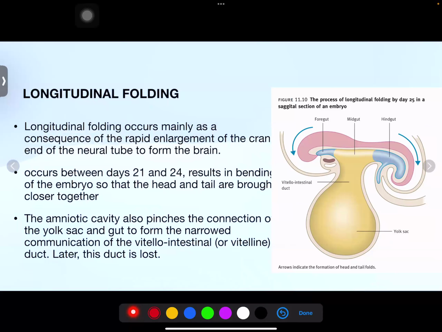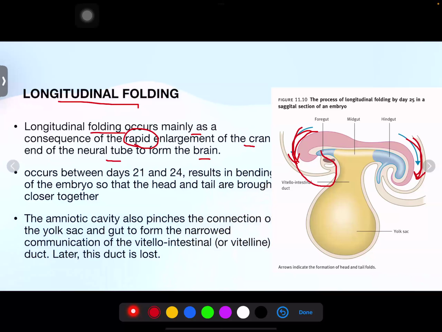We don't need to go into details of this folding. So this is the longitudinal folding. In the longitudinal folding, this is the head end and this is the tail end. Both of these fold on themselves. Longitudinal folding occurs mainly as a consequence of rapid enlargement of the cranial end of the neural tube to form the brain. So the cranial end enlarges, and that's why there is longitudinal folding. It occurs between day 21 and 24. So the embryo is expanding and the head and tail are brought closer together.